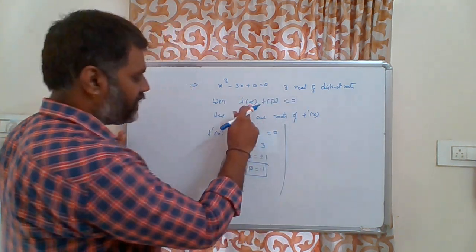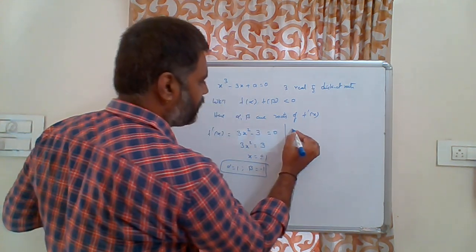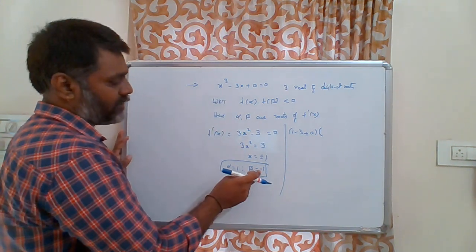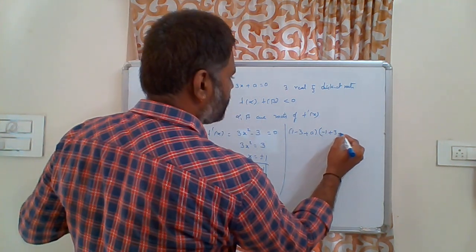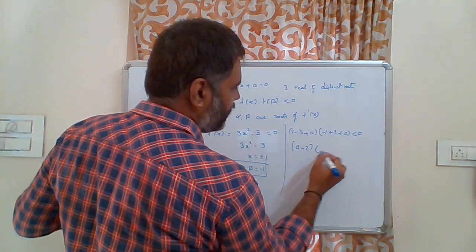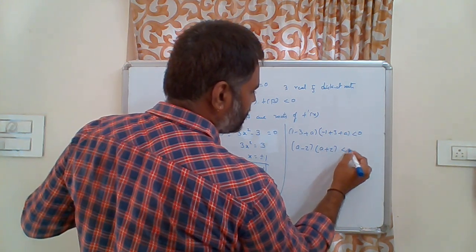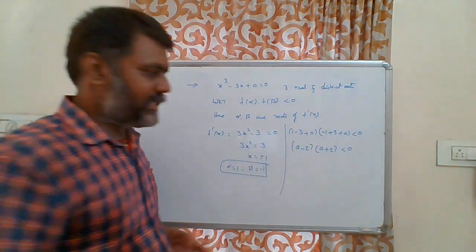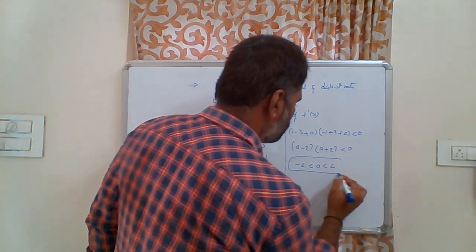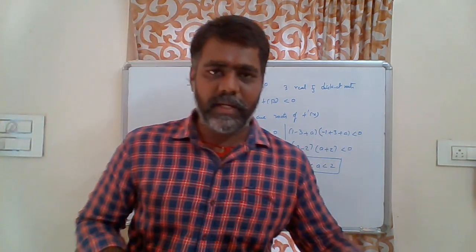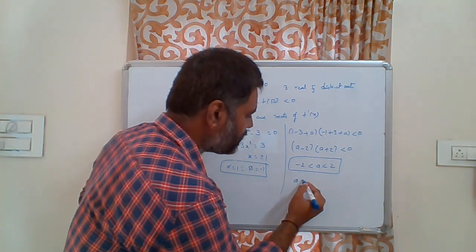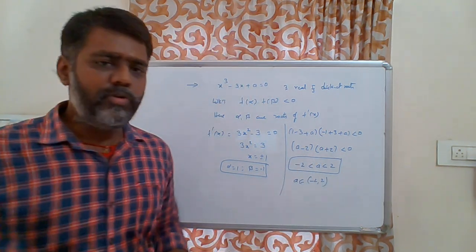So what is f of alpha? Replace x by 1 here. That means (1 minus 3 plus a) into, next replace x by minus 1, that is (minus 1 plus 3 plus a), which is less than 0. That means this value is (a minus 2) into (a plus 2) less than 0. So what is the range of a here? It lies between minus 2 and plus 2. The range of a lies between minus 2 and plus 2, or it can be written as a belongs to the open interval (minus 2, 2).